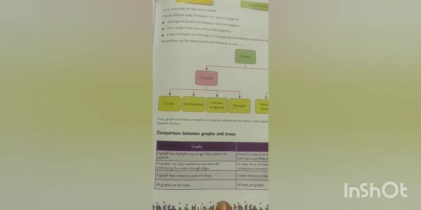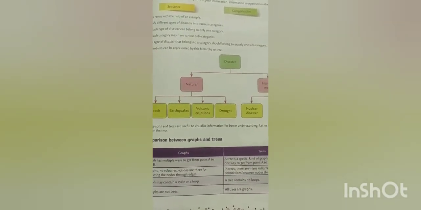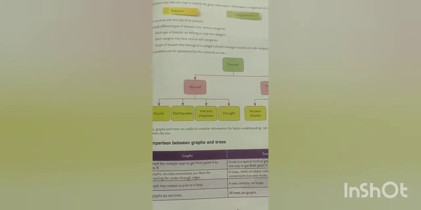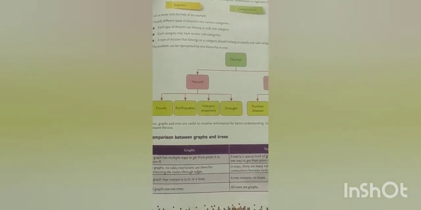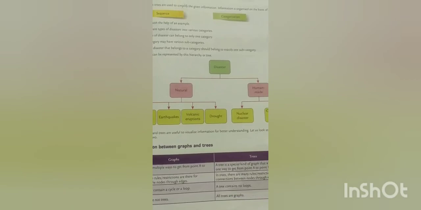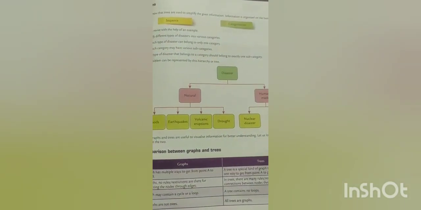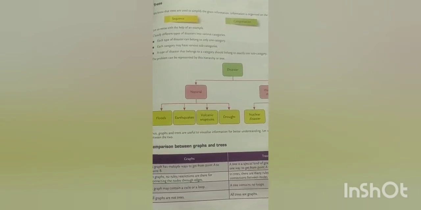Thirdly, as I earlier told you, a graph may contain a cycle or a loop, but a tree does not contain any loops because there is only one path to go from any one point to any other point. Lastly, all graphs are not trees, but you can very well understand that all trees are graphs because they are also diagrams representing some information. So kindly read page number 44 and 45 yourself. Happy learning.